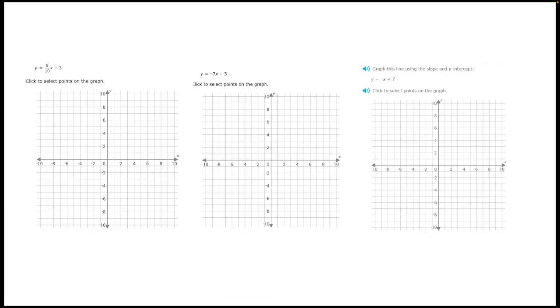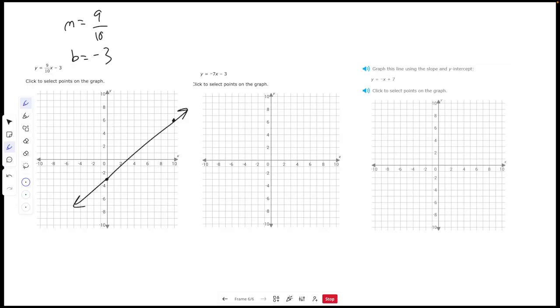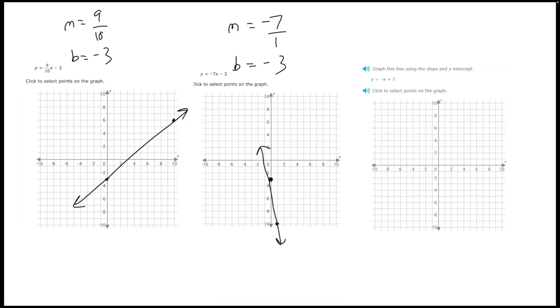Okay, now that you've had time to work these problems, let's check your solutions. For the first problem, here is the line that you should have gotten with a slope of 9/10 and a y-intercept of -3. For the second problem, your slope was -7, and you can write that over 1, and your y-intercept was -3, so here's the graph.